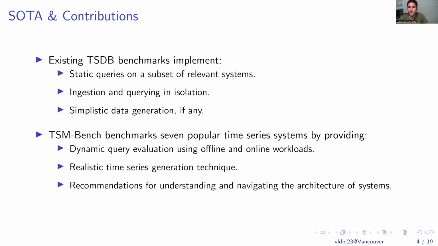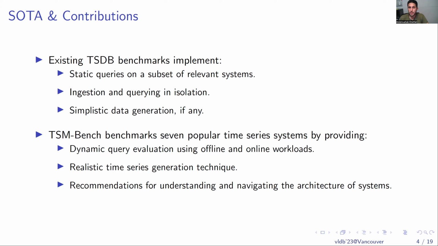These benchmarks mostly implement static queries on a subset of relevant systems. This means that these benchmarks evaluate the type of the queries, but not the impact of the dimensions and the configuration of the queries on the system's performance. These benchmarks also assume that the generation and the querying happen asynchronously. This means that they do not happen at the same time. Finally, they use simplistic data generation or simply random data. This can have a tremendous impact on systems performance.